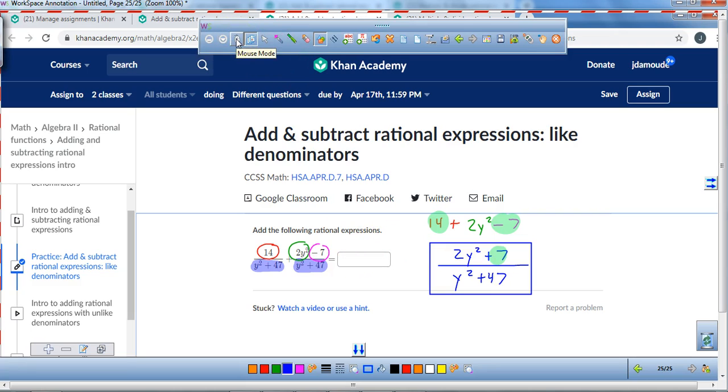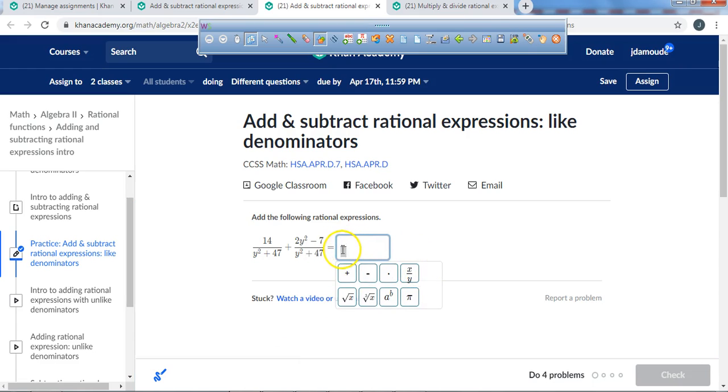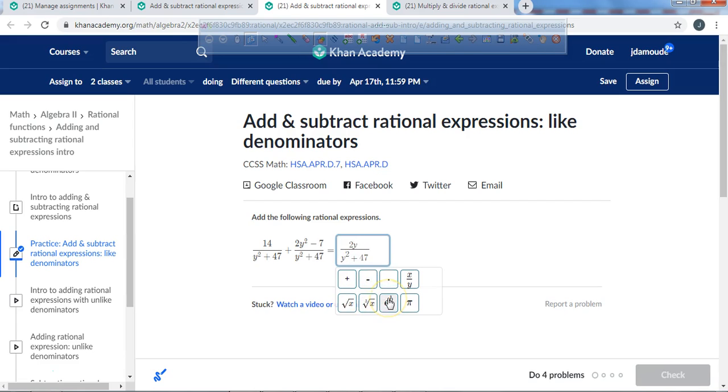Alright, so we're going to go ahead and just type this in. I'm going to start with the denominator. The denominator is going to be y squared plus 47. The numerator will be 2y squared, and then we'll just put 14 minus 7. Let's put plus 7. Call that a day.